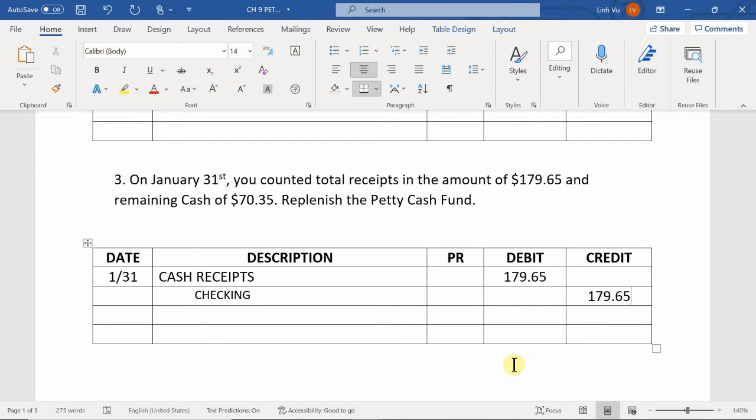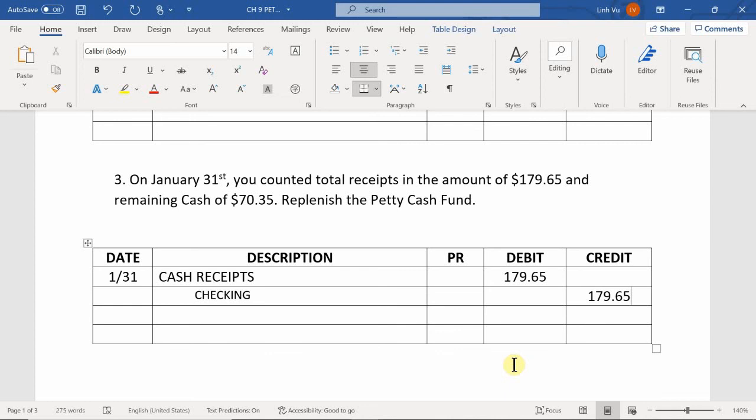Now, how do I put money back into that petty cash drawer? Well, simple. I take all the receipts for the amount of $179.65, and I'm basically going to convert that and pay it off with cash. So I'm going to replace the receipts with cash. Okay? So that's exactly what I'm doing right here. And how do I replace that? I pay for it with my checking account.